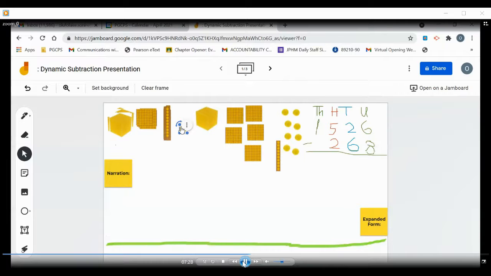Now I've taken away 8 units. I minus 8 units. Now let's see what I have left. After I minus 8 units from the units I have, I'm going to bring what I have left and count them.